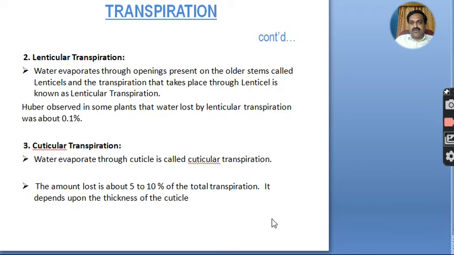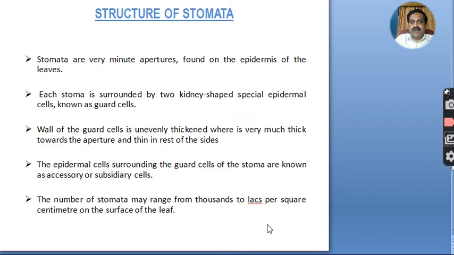Coming to the structure of stomata, the second part of the discussion of this video lecture. Stomata are the minute microscopic openings present on the epidermis of the leaves and the young stem. They cannot be seen with your eyes. They are microscopic in nature. They are confined to the epidermis of the leaf and also the epidermis of the young stem.